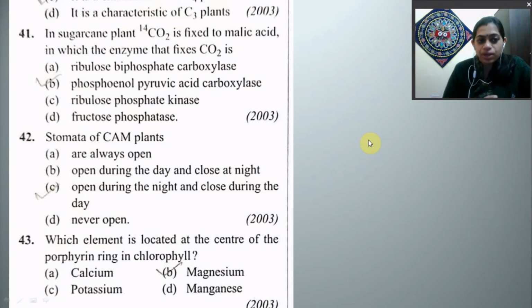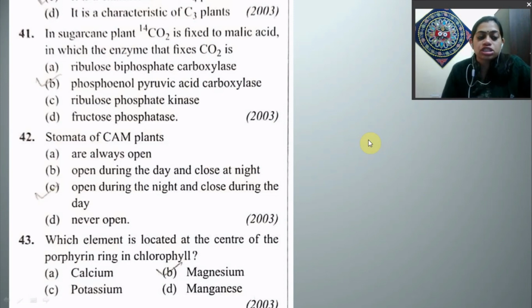Stomata of CAM plants are always open during day and close at night, or open during the night and close during the day. So this is the right option because they have to conserve the water. Okay, so C is the right answer. Never open, ये गलत है.